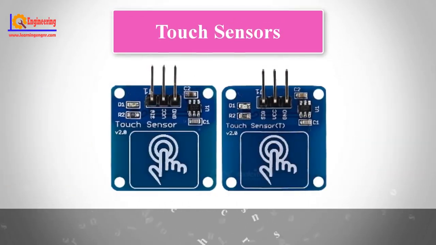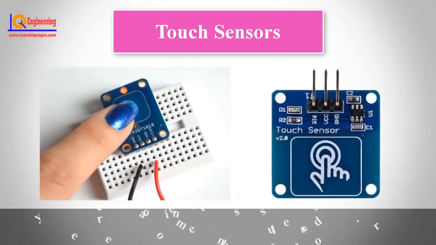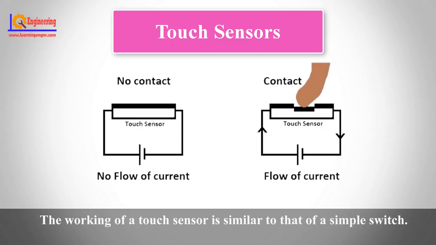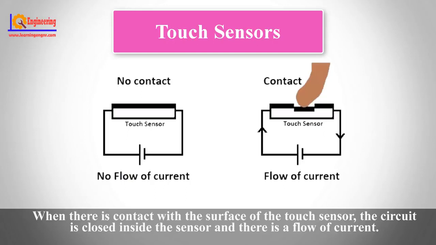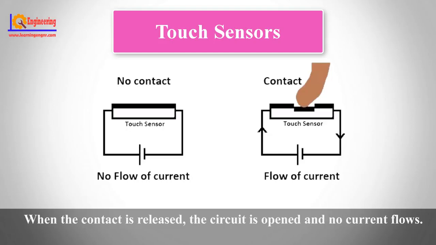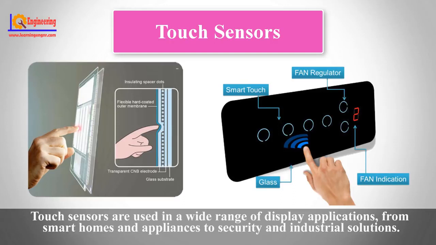Touch sensors. Touch sensors are also called tactile sensors and are sensitive to touch, force or pressure. They are one of the simplest and most useful sensors. The working of a touch sensor is similar to that of a simple switch. When there is contact with the surface of the touch sensor, the circuit is closed inside the sensor and there is a flow of current. When the contact is released, the circuit is opened and no current flows. Touch sensors are used in a wide range of display applications, from smart homes and appliances to security and industrial solutions.